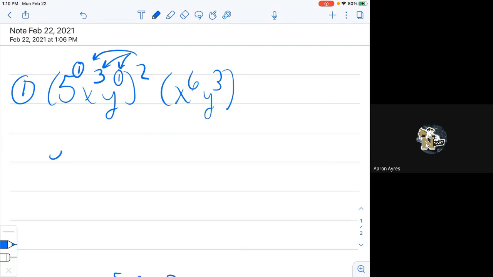So this becomes 5 squared x to the what? Michael? X to the 6. Thanks for raising your hand. Y squared, right? And then I'll leave this in parentheses for just a second. We'll do x to the 6 times y to the 3rd.